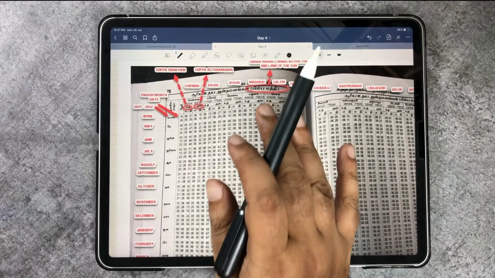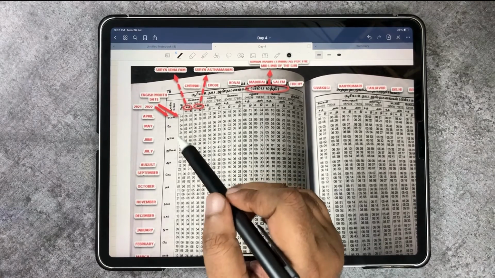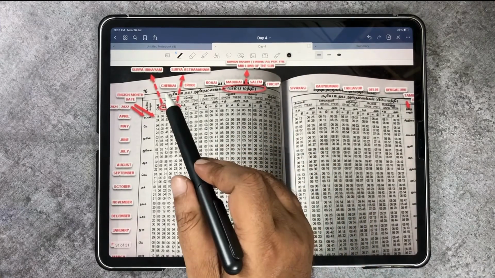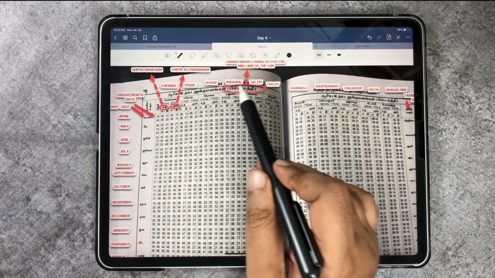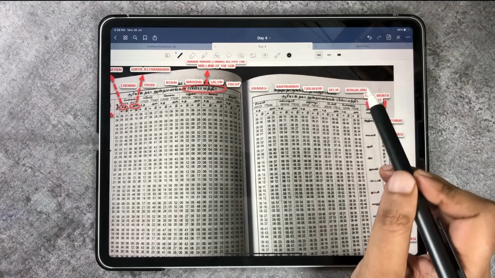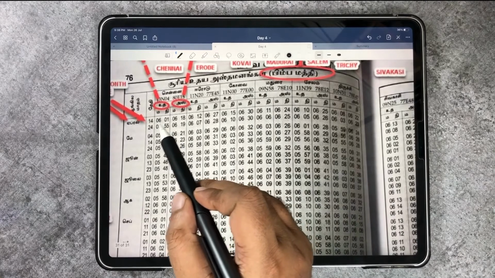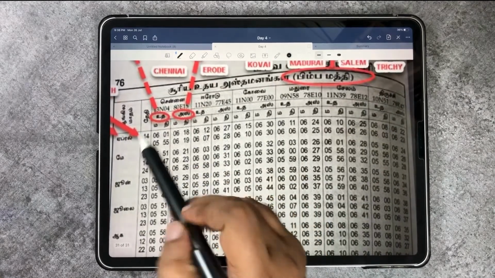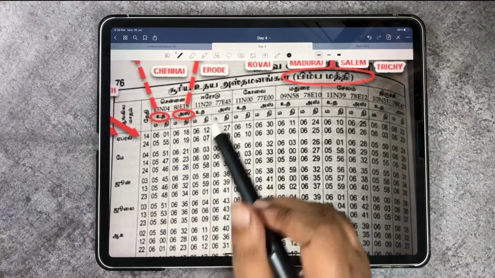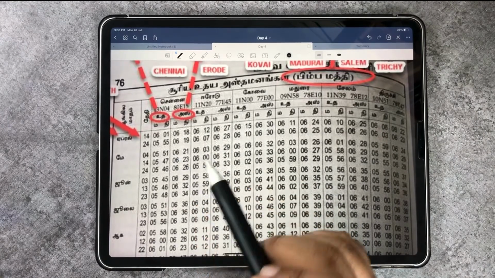Now you would find the same thing in your regional calendar as well. And this is the date: 14th of April, 24th of April, 4th of May. And these are the places: Chennai, Erode, Kovai, Madurai, Salem, Tiruchi, Sivakasi, Kanyakumari, Tanjavur, Delhi, Bengaluru. And right here, you would see the Surya Udayam. Surya Udayam for April 14th would be 6:01 a.m., that is in the morning. The Surya Astamanam would be 6:18 p.m., or 18 hours, 18 minutes.